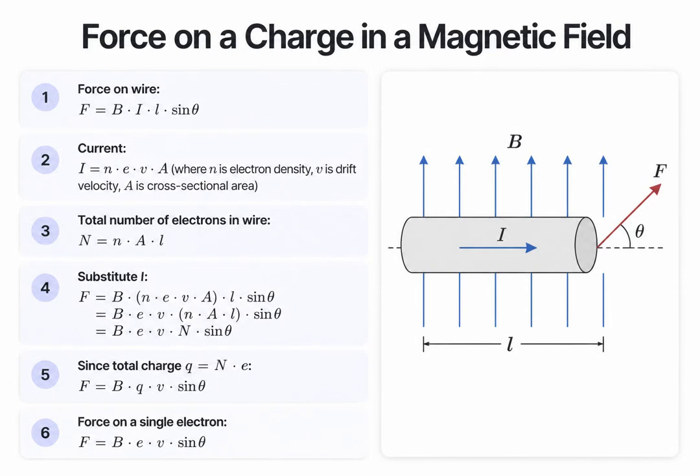Now, let's shift our focus to the fundamental physics of moving charges in magnetic fields. We know a current-carrying wire experiences a force equal to BIL sine theta. If we look at this microscopically, current is the flow of charge carriers with a drift velocity v. By substituting the microscopic definition of current and the total number of electrons in the wire into our force equation, we derive that the magnetic force on any moving charge is BQV sine theta.